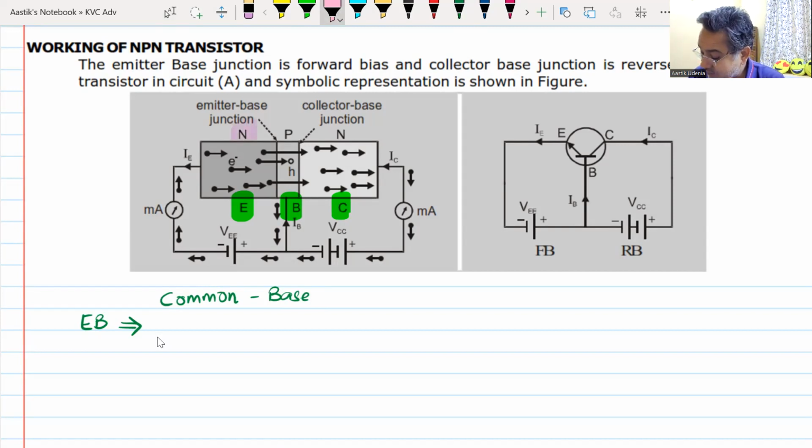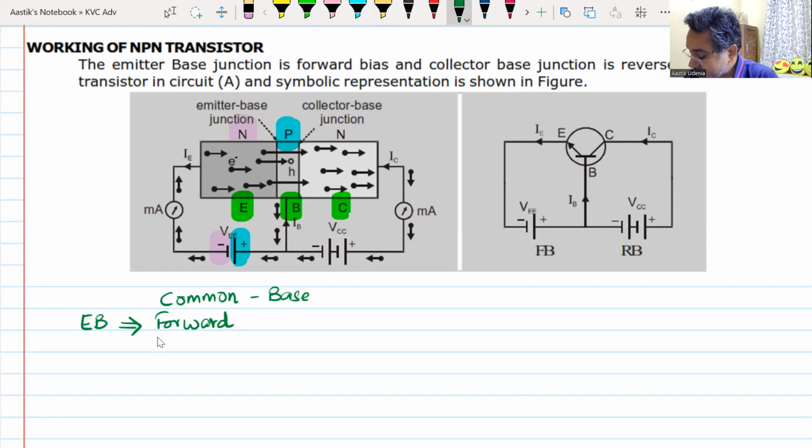This is N, which is connected here. This is P, it is connected here. Can you tell me emitter base junction, is it forward biased or is it reverse biased? Tell me. Forward biased. It is forward biased.